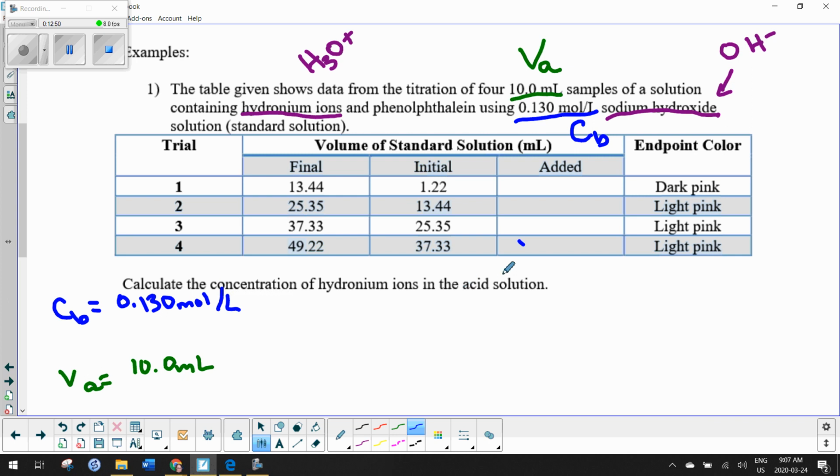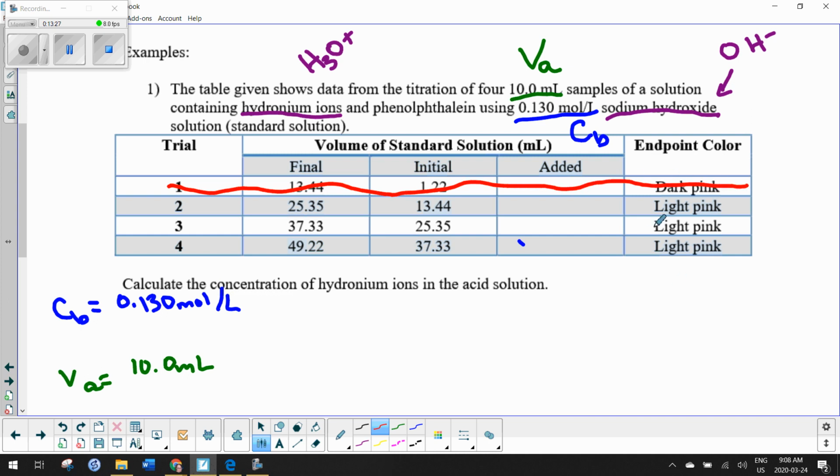Now, if I look at my endpoint colors, I have dark pink, light pink, light pink, light pink. One doesn't match the others. Well, dark pink. So this means that when the person did the titration, they overshot. Overshot means that they added too much of your unknown. We don't want to use the data that's going to make our results inaccurate, so we're actually going to cross this one off.